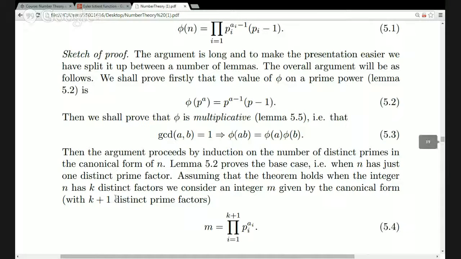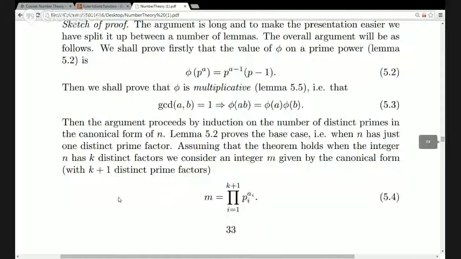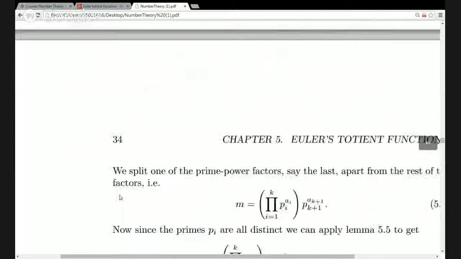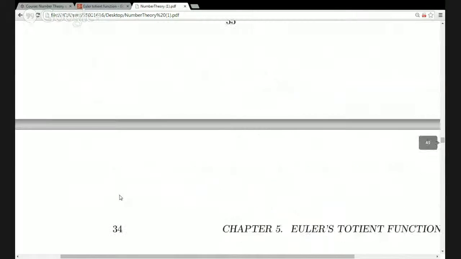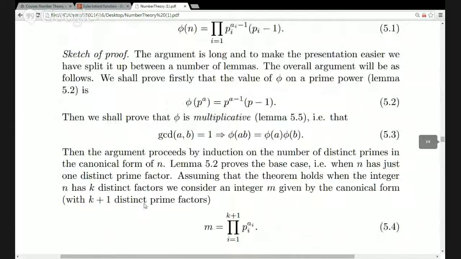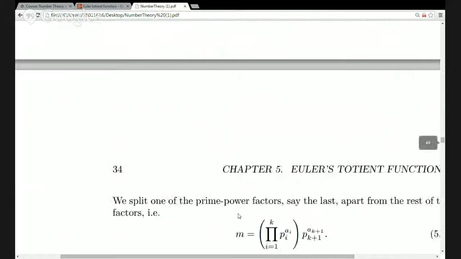Okay, so that discussion there is just discussing the form that the induction proof is going to take. So we're going to induct on, where is it? The base case is when the number n has just 1 distinct prime factor. And doing the induction, which is what we have to prove, we'll assume the theorem holds when the number n has k distinct prime factors, and then show it's true for every number with k plus 1 distinct prime factors.